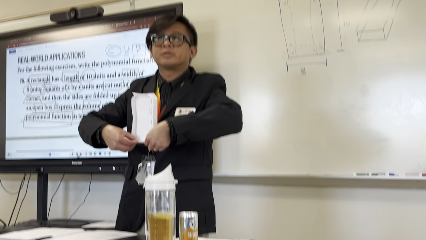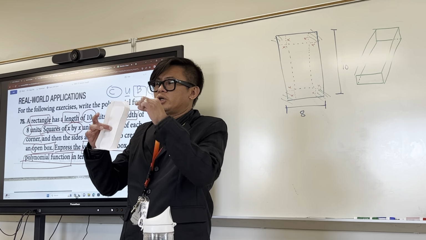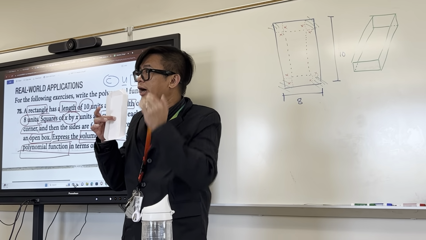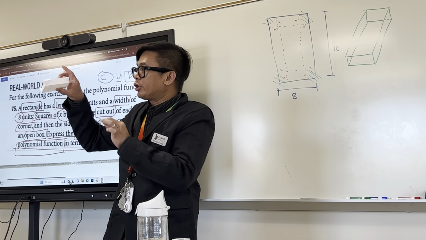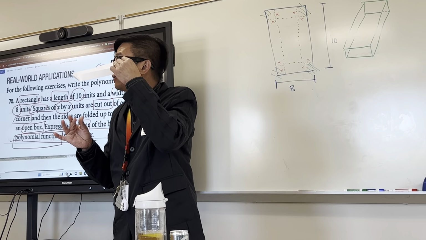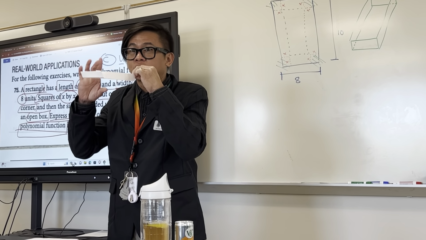Are we good? Got it? So if you cut a square on the four corners and you fold along those fold lines where you cut the squares, then you're gonna get something like this, right? An open top box. Are we good? All right. Now, what are the dimensions of this one now?